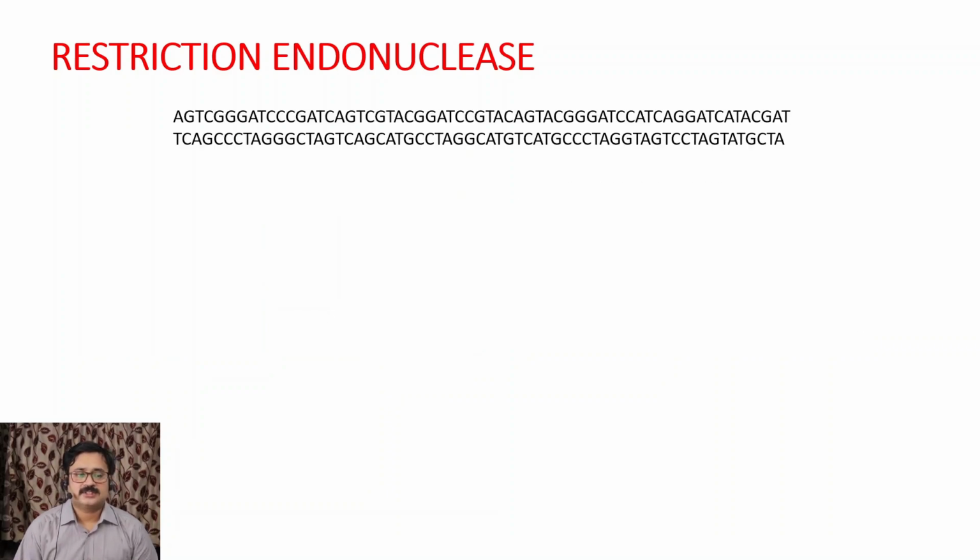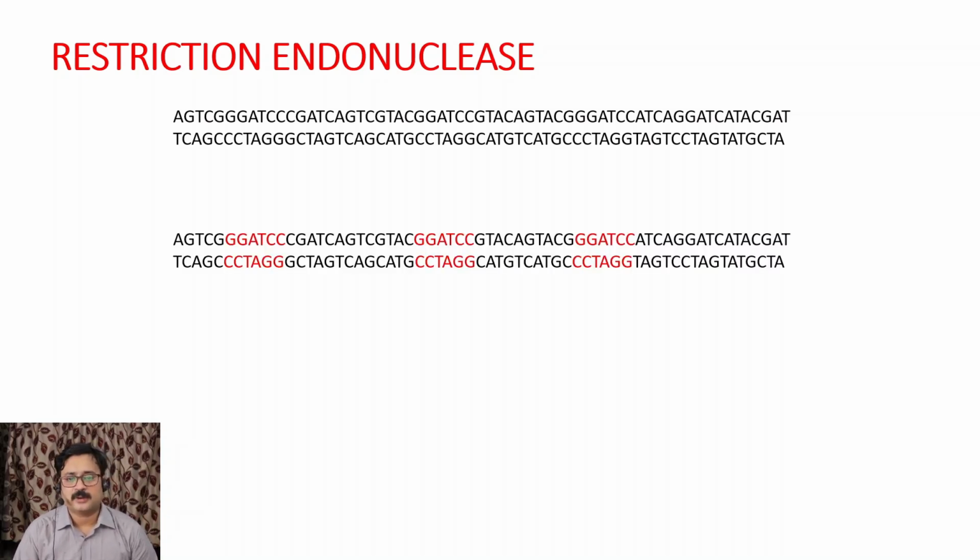Now let's see how restriction endonuclease works. Suppose this is a DNA molecule. The enzyme will scan through the entire length of the DNA molecule, and wherever it finds its recognition site, it will come and bind there. Suppose this recognition site is GGATCC, and on the other strand CCTAGG. Let's assume this is the recognition site for restriction endonuclease X. This enzyme will scan through the whole DNA sequence, and wherever it finds its recognition site, it will bind on it and then cleave.